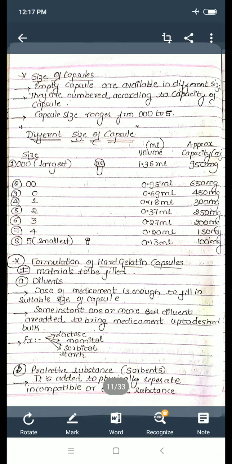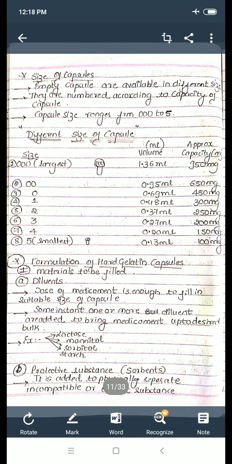So, the empty capsules are available in different sizes. They are numbered accordingly with the capacity of the capsule. So, the capsule size ranges from 000 to number 5. The capsules have been named like this in the order 000, 00, 0, 1, 2, 3, 4 and 5. So, here the 5 is the smallest and 000 is the largest. So, you can see here the different volume which can be filled into the capsule and the approximate capacity of the ingredients which are to be filled in the capsule.